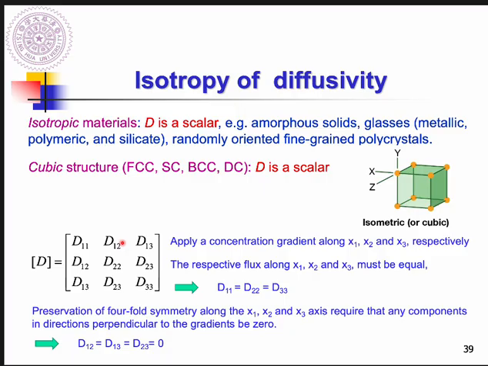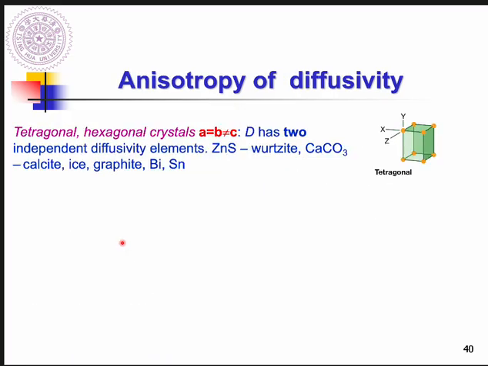But besides the cubic structures, some people will mention tetragonal and hexagonal. That's slightly different. For this case, A equals B, not equal to C, but alpha equals beta equals gamma, equal to 90 degrees. So the diffusivity is D11 equals D22, not equal to D33, because A equals B, not equal to C. So we only have these, and the rest of the diffusivities equal 0 because the three axes are perpendicular to the others.